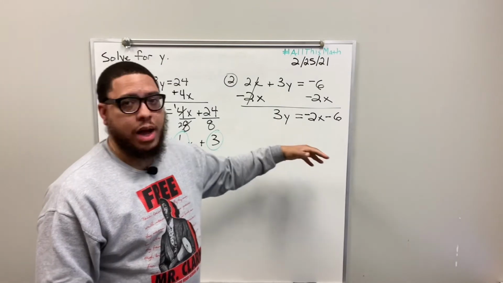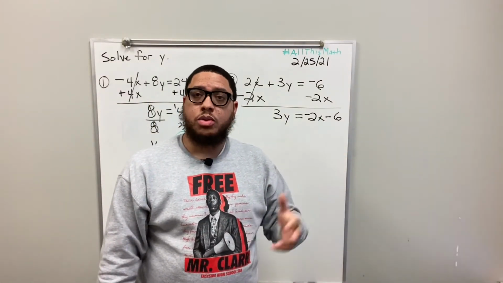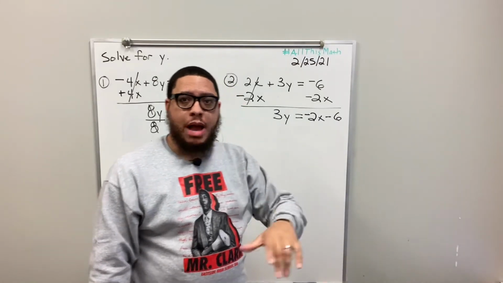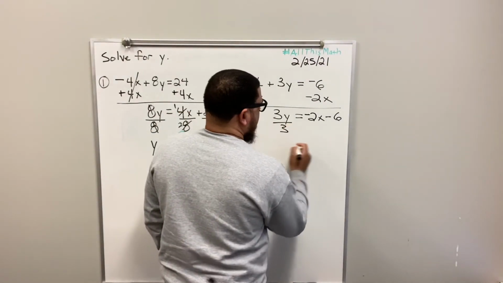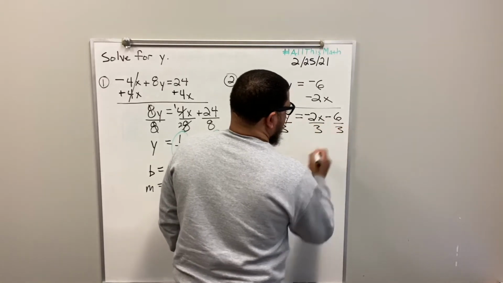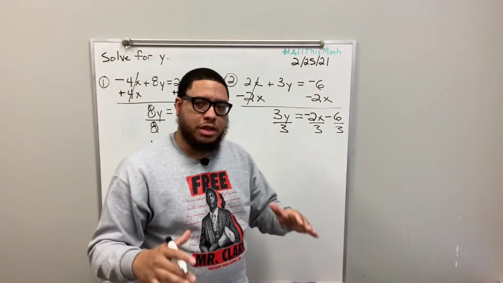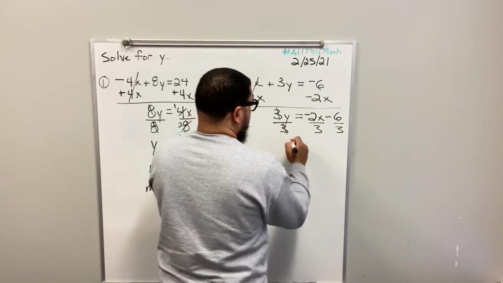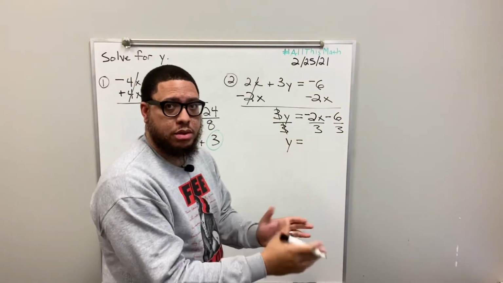This says 3y, which means 3 times y, which means multiplication. So in order to get rid of the 3, I got to do the opposite of multiplication. The opposite of multiplication is division. So I'm dividing by 3 over here, and I'm dividing by 3 over here too. Everything gets divided by 3, so that way the equation stays balanced. 3 divided by 3 is 1. So that's 1y. 1y and y are the same thing.